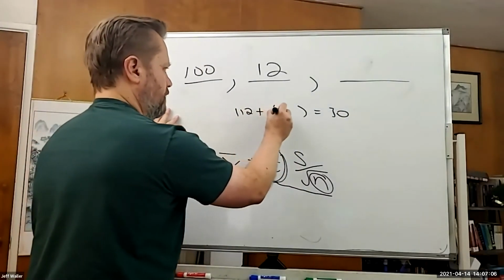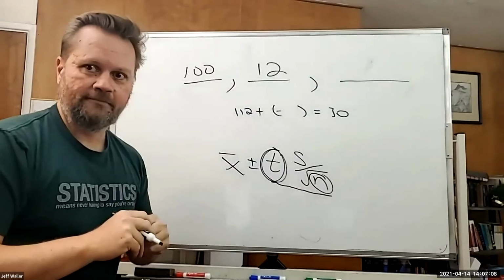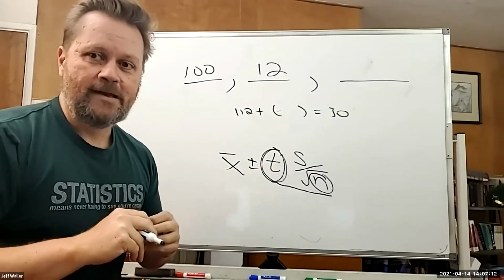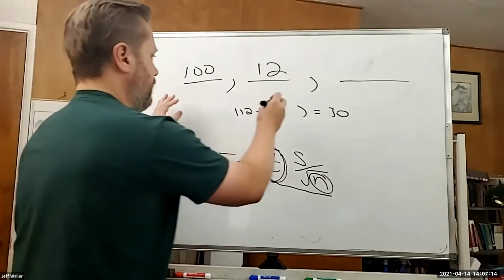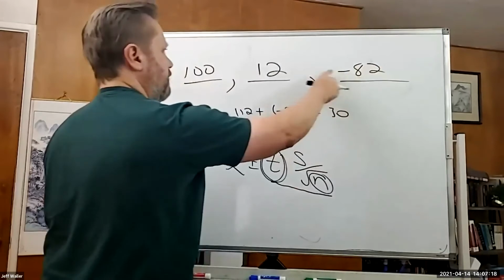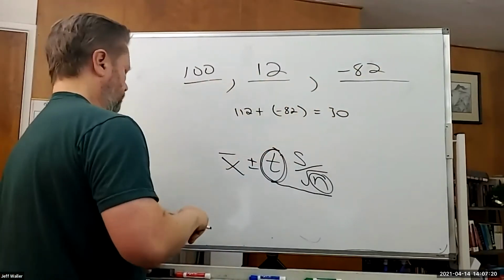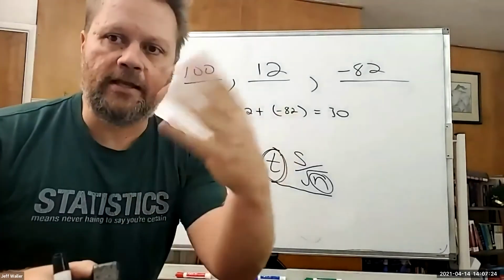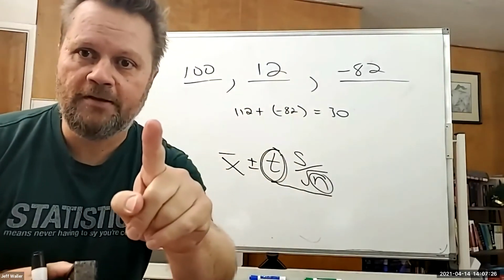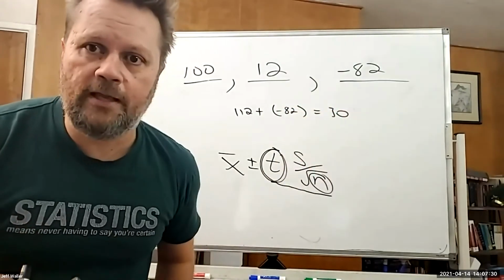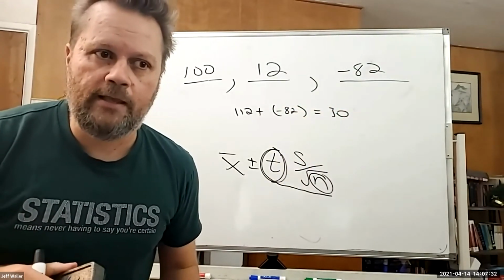I'll give you a hint. It's negative. You can do it. 82. If you don't believe me, take a minute. Add these up. What do you get? 30. So when you divide by 3, you're going to get an average of 10. Remember, numbers can be negative. Nobody ever said they're not.